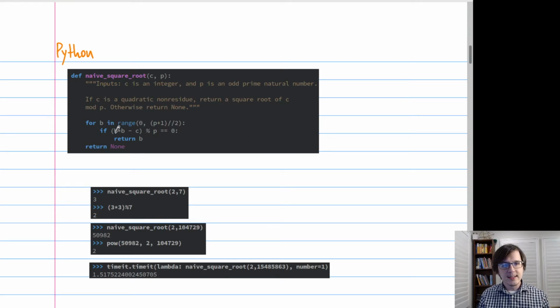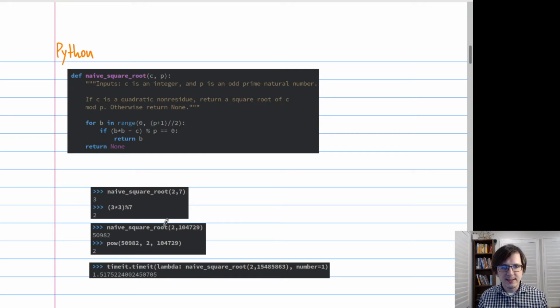All it does is, for each b in the range from 0 until (p minus 1) over 2, but in Python, ranges go to 1 less than the number, so I had to add 1 to it, it checks to see if b squared minus c mod p is 0. If so, that means b is a square root of c, and we can return b. Otherwise, I just had it return None, to signal that there is no solution. So, for example, naive square root of 2 and 7 returns 3, and 3 times 3 mod 7 is 2, so it's a square root.